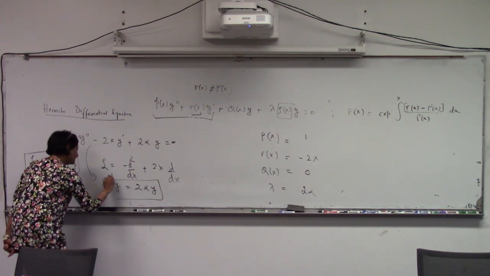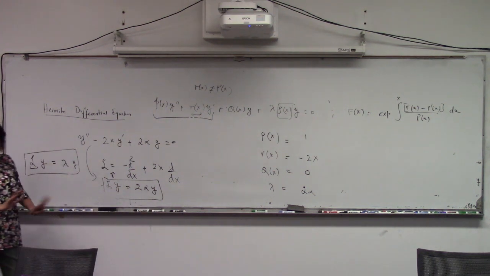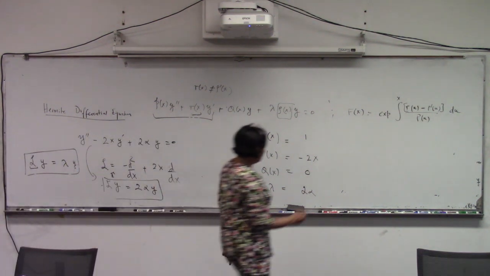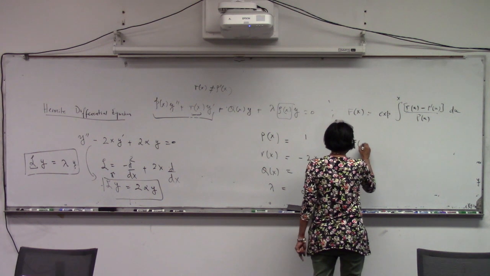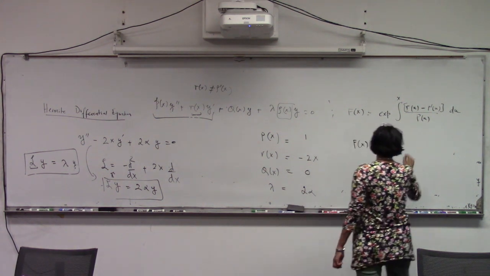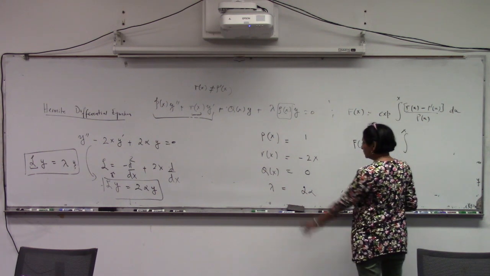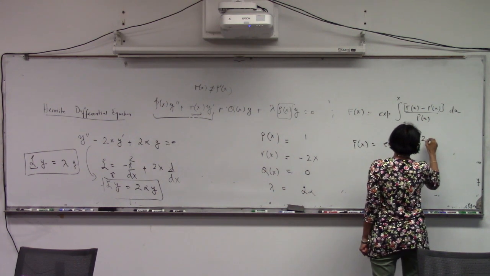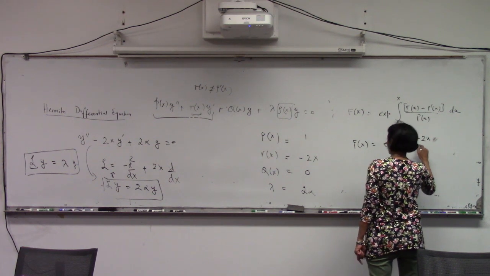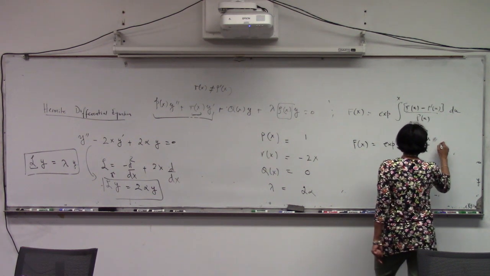Where L is this for my differential equation. That's all I'm trying to say at this point. Okay, f is then exponential of what? R of u, R is negative 2u. That is 0. P is 1.